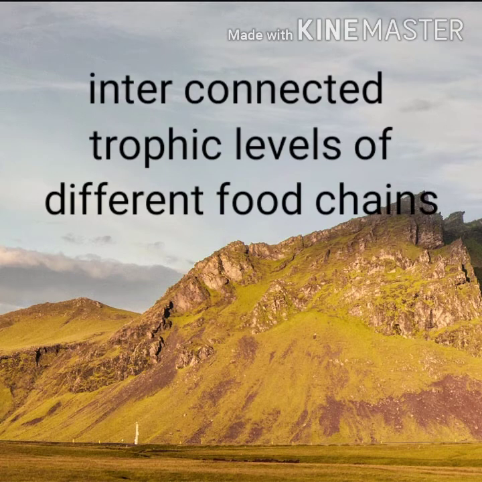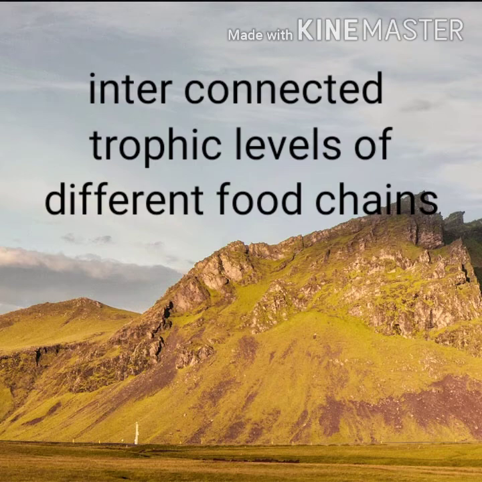In an ecosystem, we can see a number of food chains operating. The trophic levels of different food chains are interconnected. This interconnection of trophic levels of different food chains in an ecosystem is called a food web.